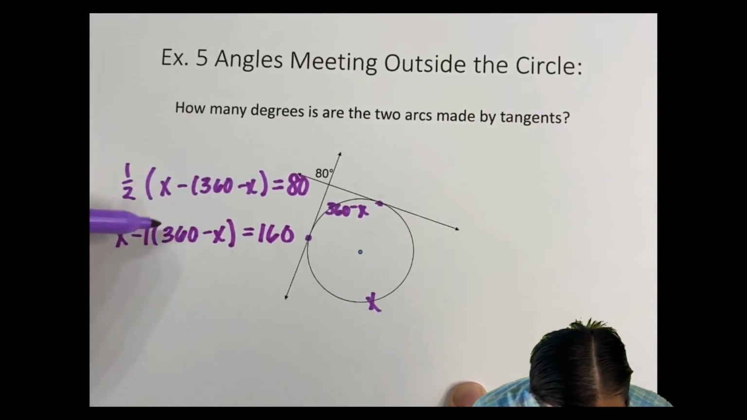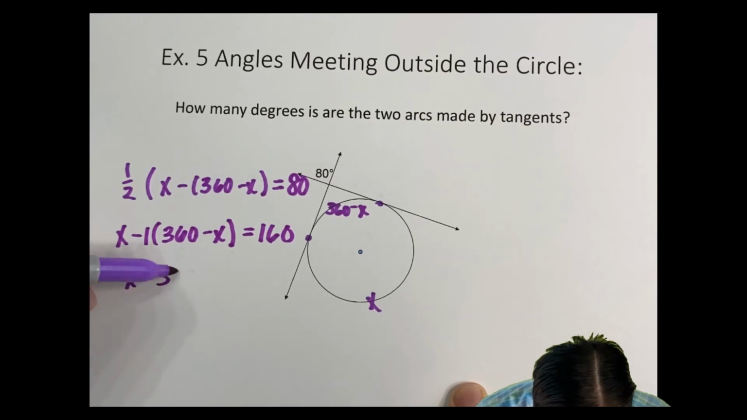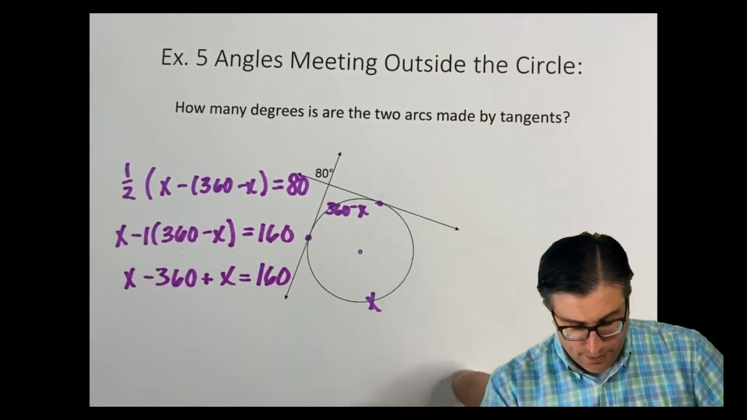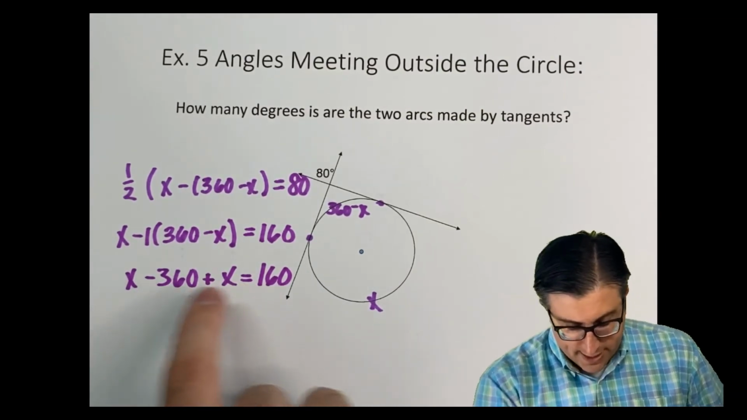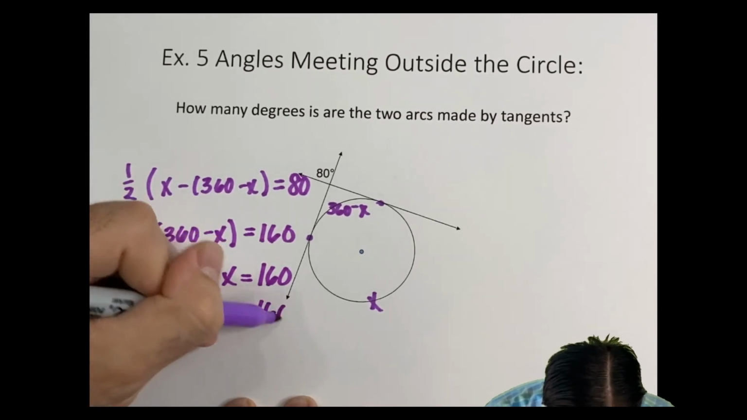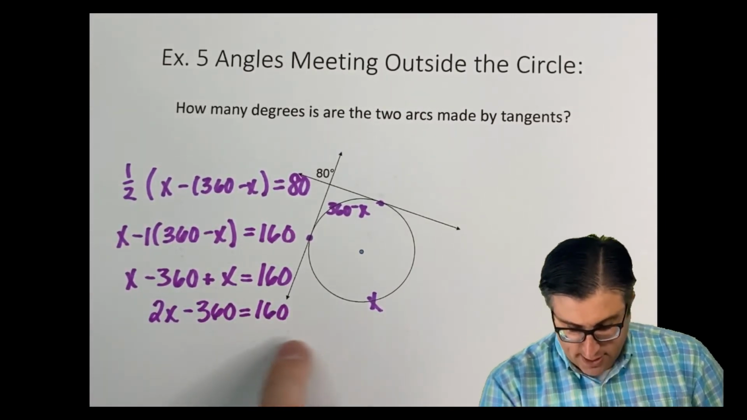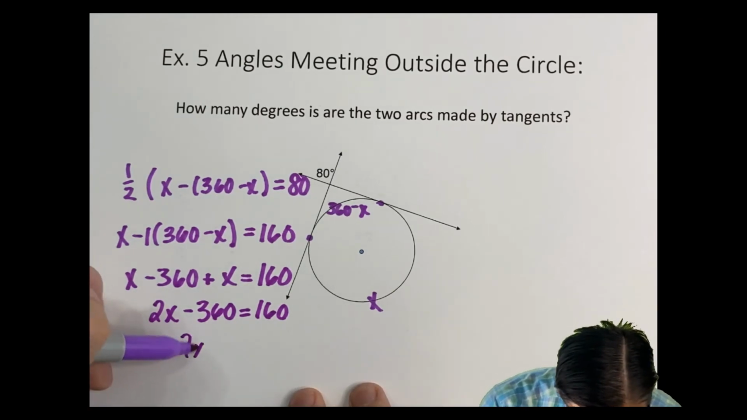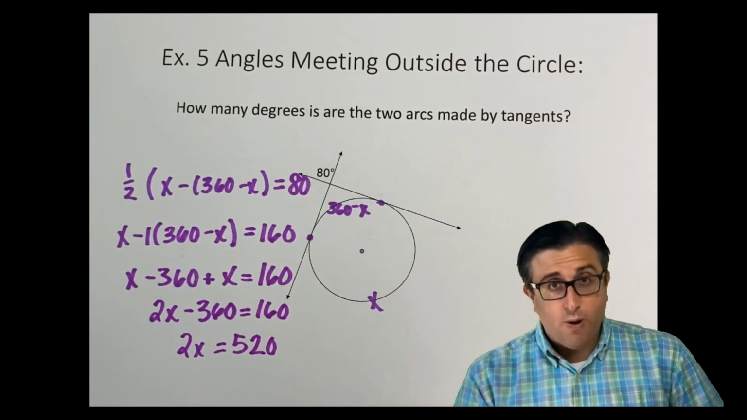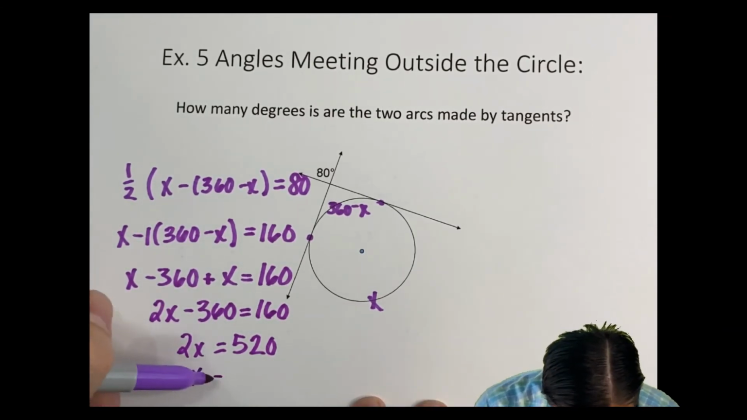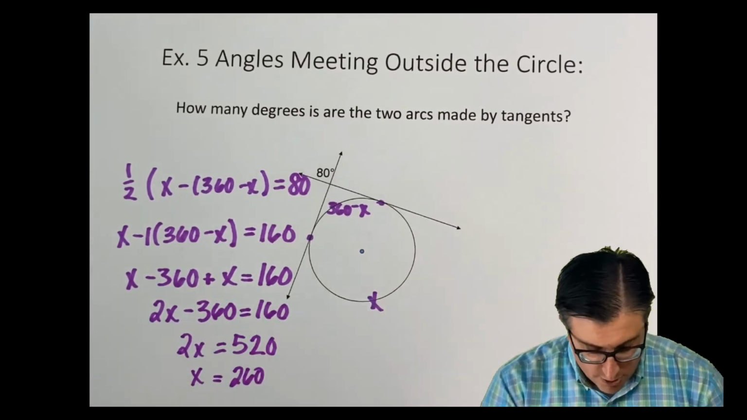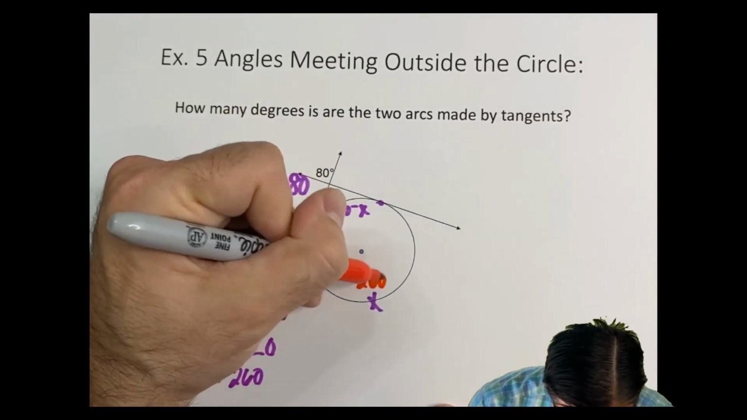I'm going to distribute this negative 1 to both terms. x minus 360 plus x equals 160. Combine my like terms, x and x gives me 2x minus 360 equals 160. Add 360 to the other side, I get 2x equals 520. And if 2x equals 520, divide both sides by 2, so x equals 260. So this large arc is 260 degrees.